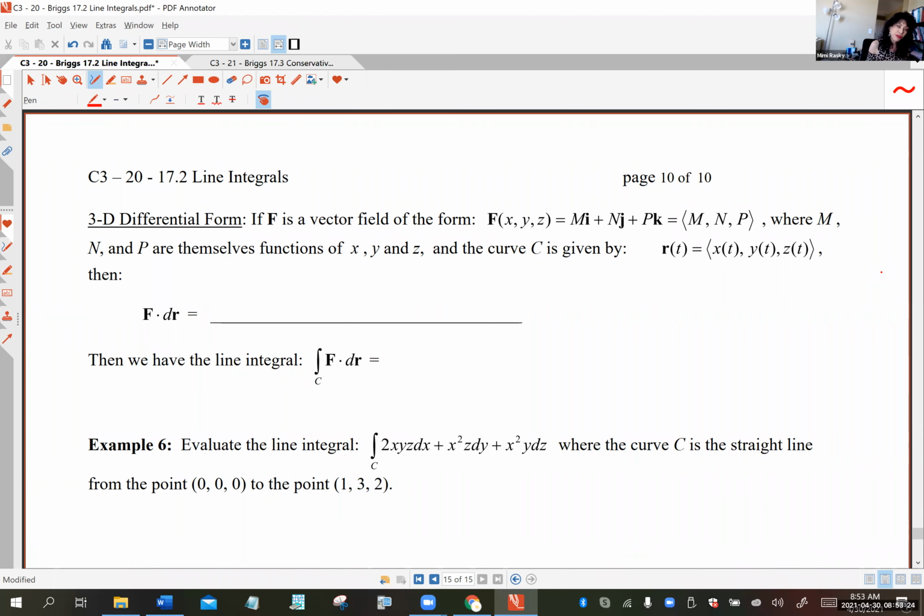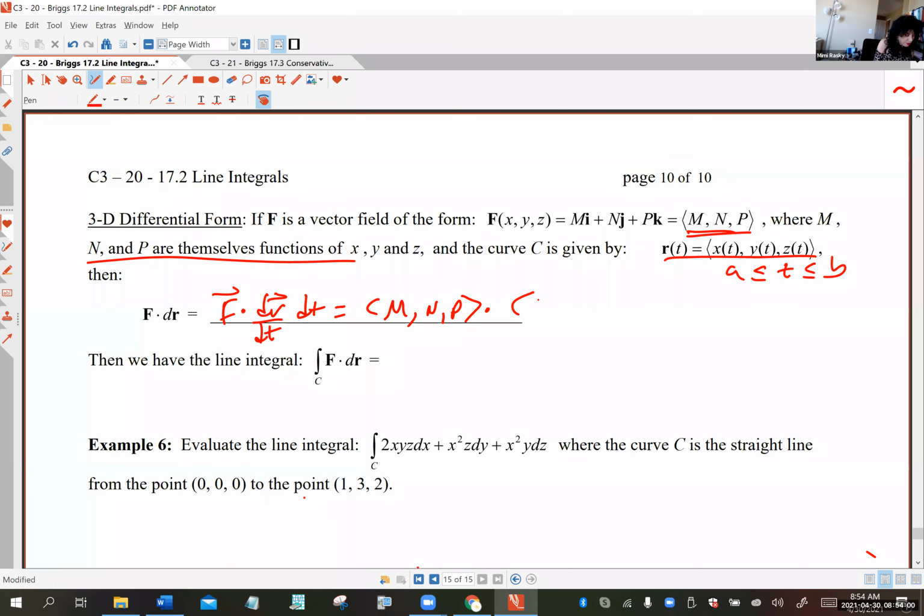So let's look at a 3D differential form. If you have a 3D vector field with components M, N, and P, and I think Briggs uses P, Q, and R, whatever. And those components are themselves functions. This time they're functions of x, y, and z because we're working in 3 dimensions. And your curve, vector valued function, x of t, y of t, z of t, and you also need time going on some interval. Then F dotted with dr, and I'm just doing this derivation again, is F dotted with dr/dt, dt. And so this is somebody doing the dot product for us already.